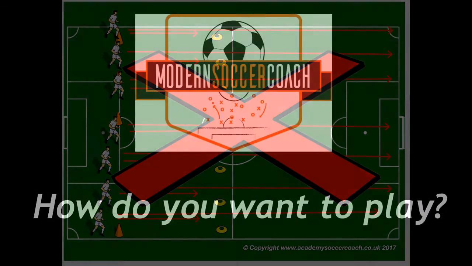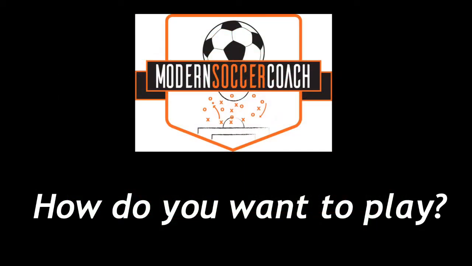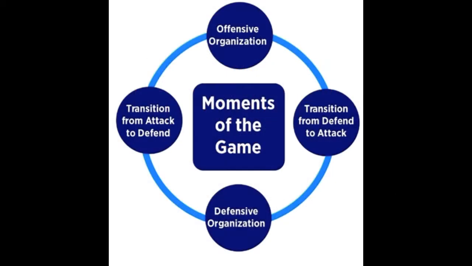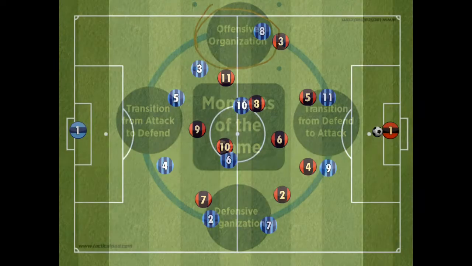So looking at a different aspect of it, I think the starting point has to be, how do you want to play? So what's the game going to look like? The best way to do that is to look at the 4 moments. In this one here, we're going to look at what you do when you have the ball, your offensive organization. There's so many levels to this, but I'm just going to look over one small aspect of it, of your offensive organization.